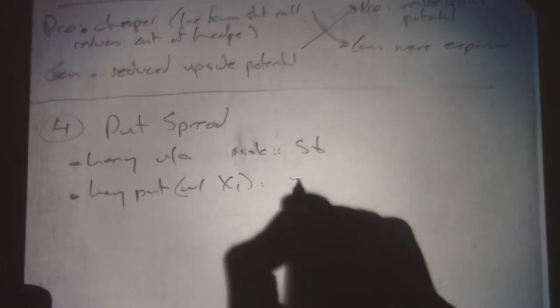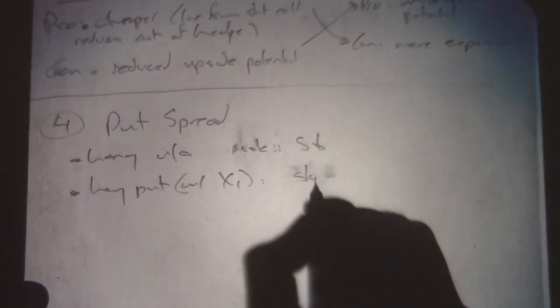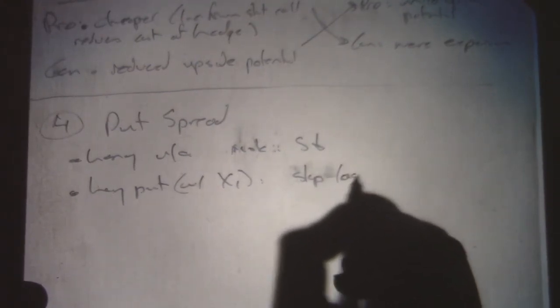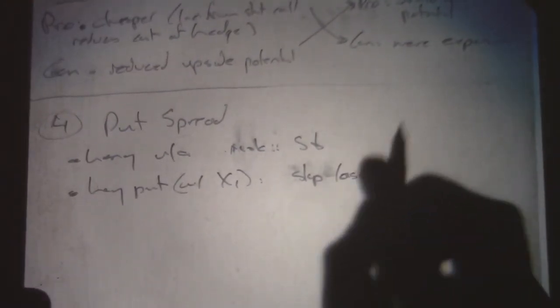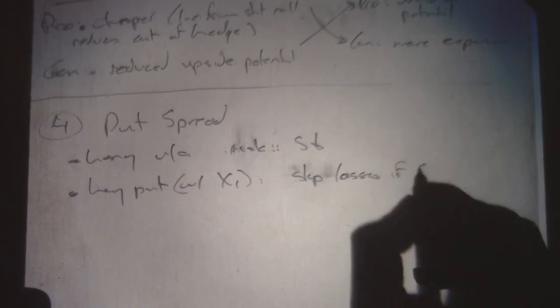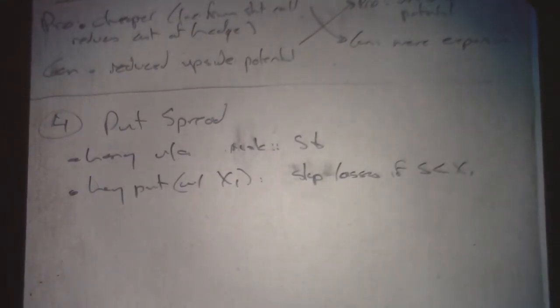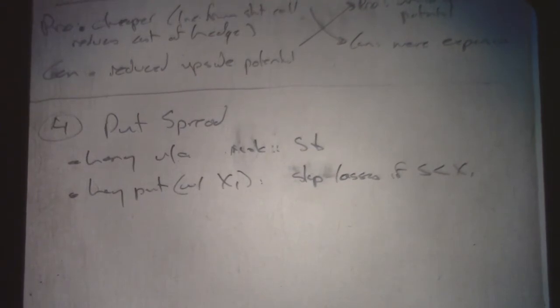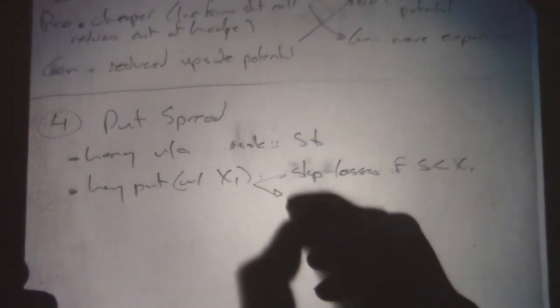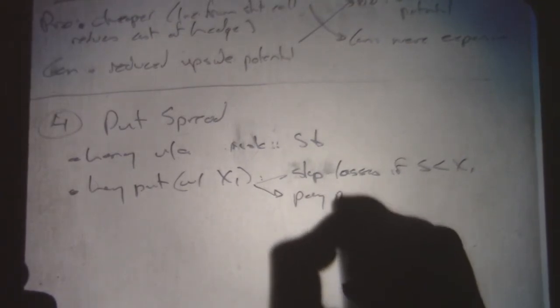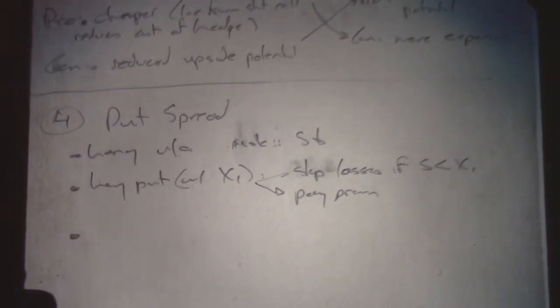So I'm introducing strike X1. What's this going to do? It stops losses. When would the losses stop? If it drops below X1, right? But the thing is, it's costly. I have to pay premium. Okay.